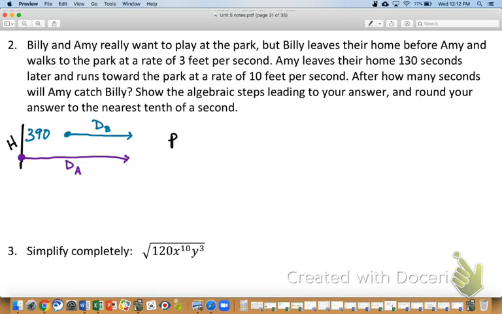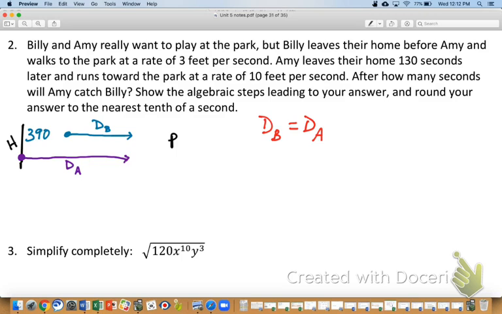Let me give you some bad relationships. Check this out. This would be incorrect. Why is that so bad? It's just simply not true. Distance of Billy does not equal distance of Amy, because he got the head start and she caught up to him. So, just not true.